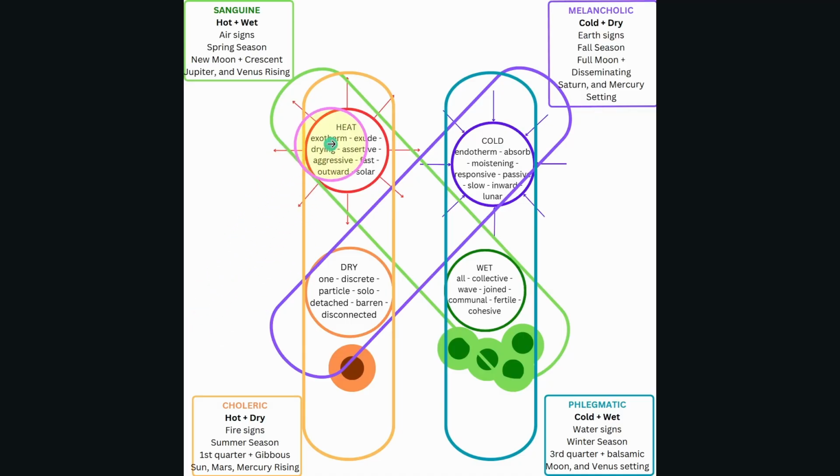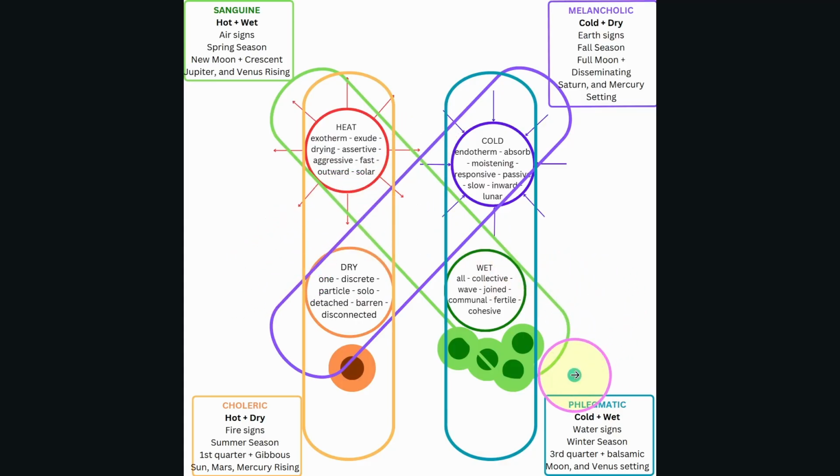And Sun, Mars, and Mercury rising all are going to have hot and dry quality. So they've got something to share, and they don't need to be bogged down by taking everyone with them. They're moving through the world as themselves and just shedding heat and light and information. Okay, Sun, Mars, Mercury rising.